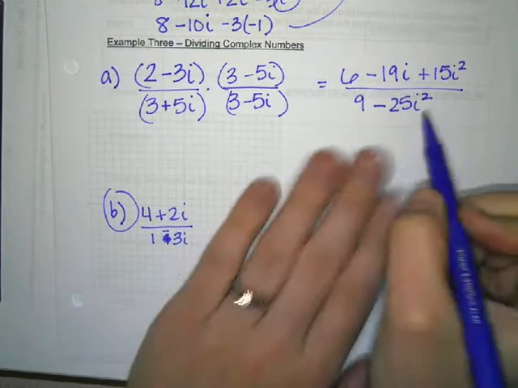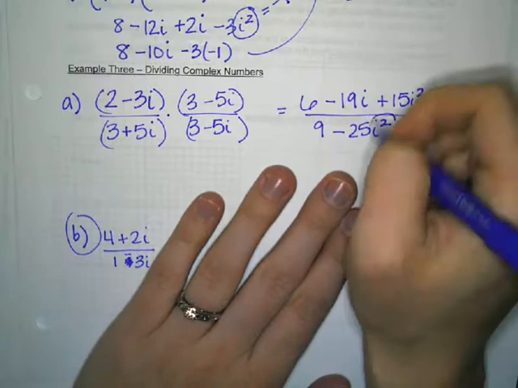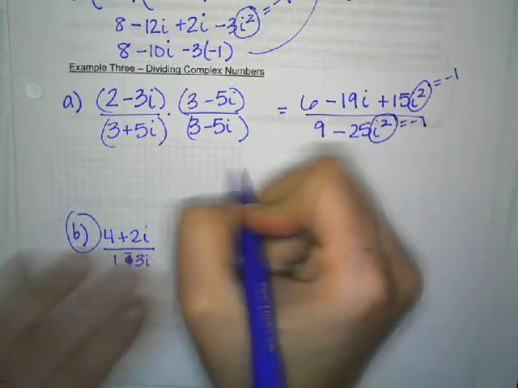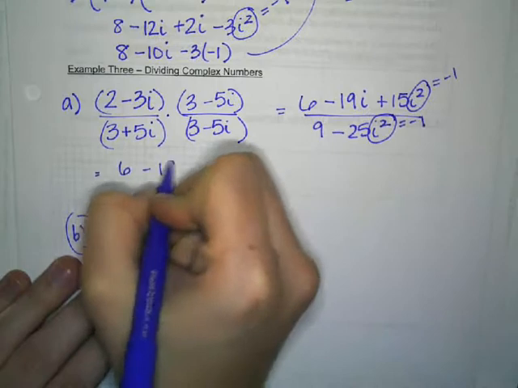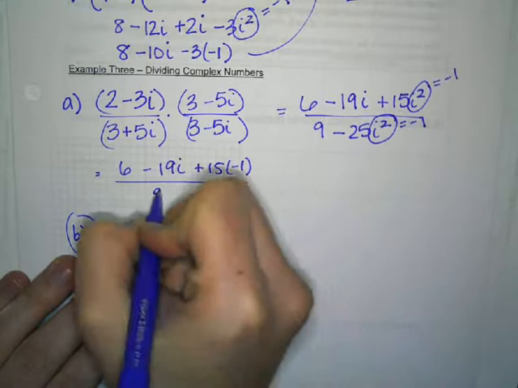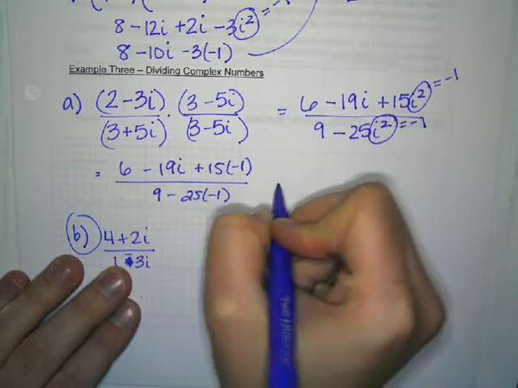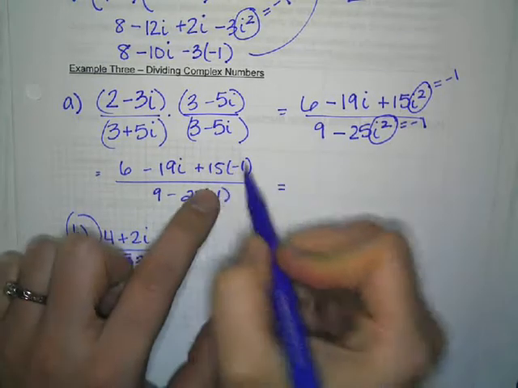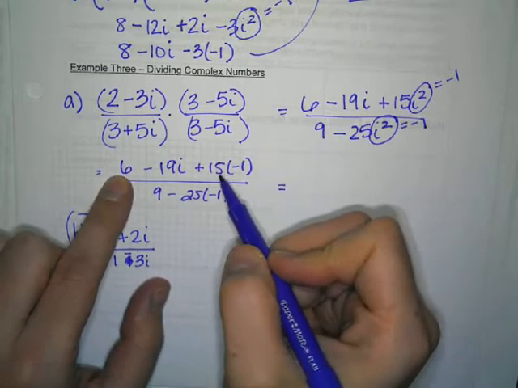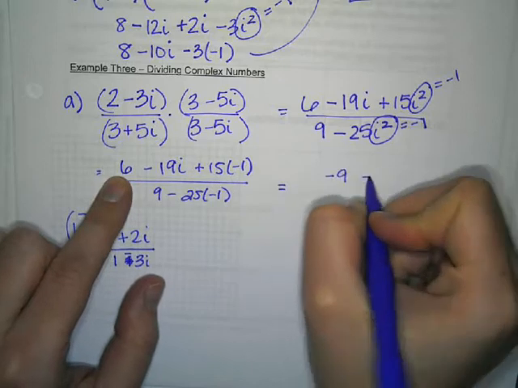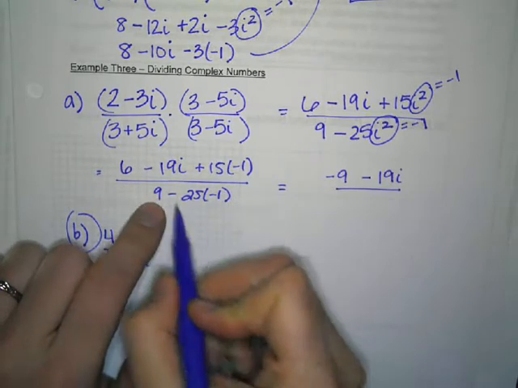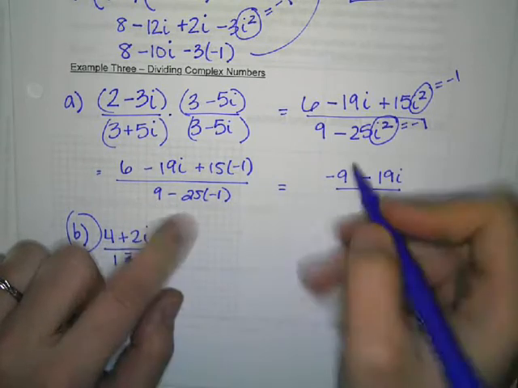Now, over here we have to keep simplifying because remember, whenever we see an i squared, that's equal to negative 1. So then we have 6 minus 19i plus 15 times negative 1. 9 minus 25 times negative 1. And then this becomes a negative 15, which I can then add with the 6. So negative 15 plus 6 gives me negative 9. Then on the bottom, this becomes a positive 25. So 9 plus 25 gives me 34.